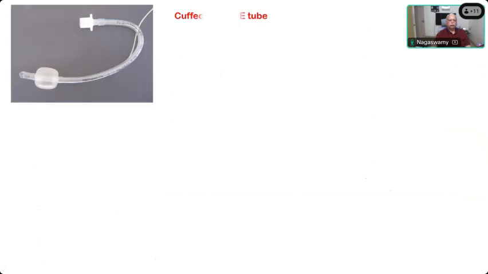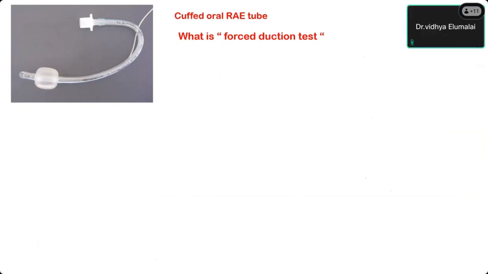What is the forced duction test that is performed during strabismus surgery? It is a test to identify the direction of squint.